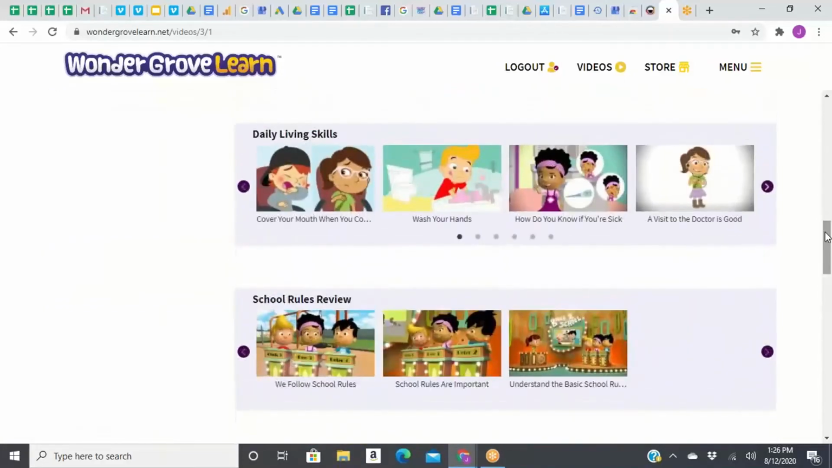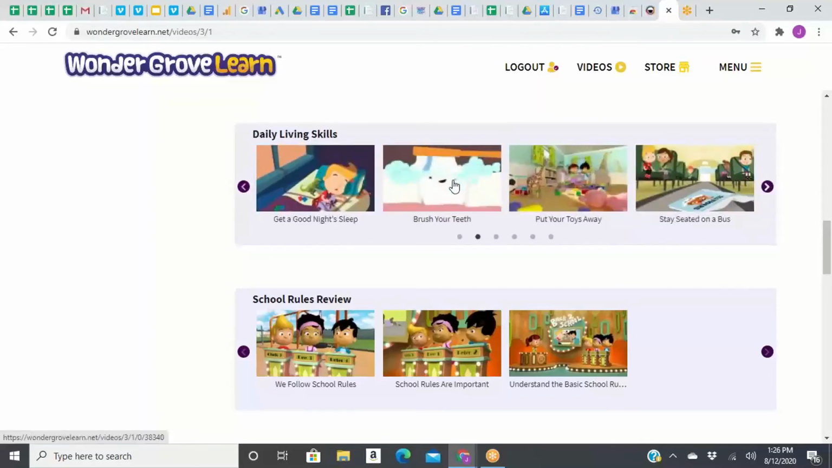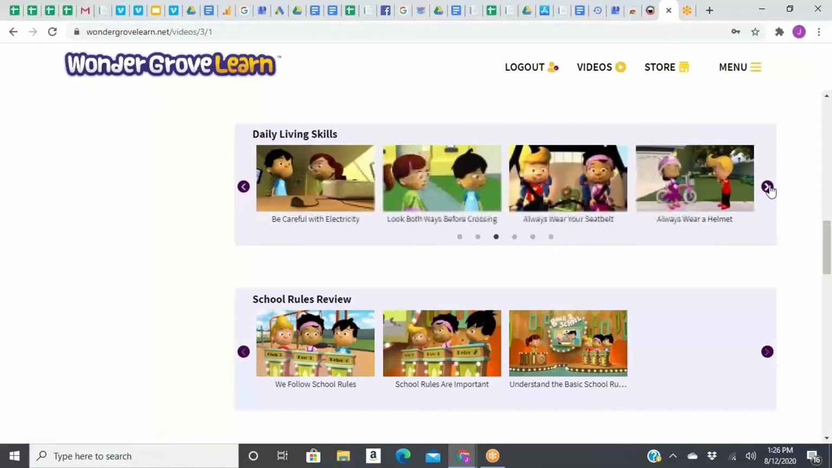Daily living skills, always important, but especially important with our students with disabilities who are learning to be independent, and plus to keep everybody safe and not getting sick in your classroom and close contact. So cover your mouth when you cough, wash your hands, what to do if you're sick. A visit to the doctor is good. Get a good night's sleep, brush your teeth, put your toys away, stay seated on the bus.